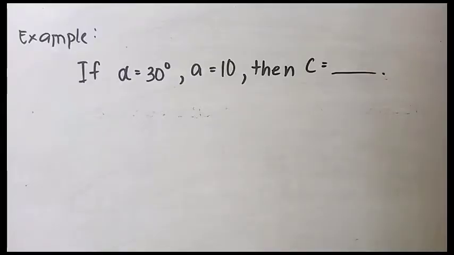Okay, so let us have another example. If our alpha is 30 degrees and side A is 10, what is C or our hypotenuse? So let us illustrate that.